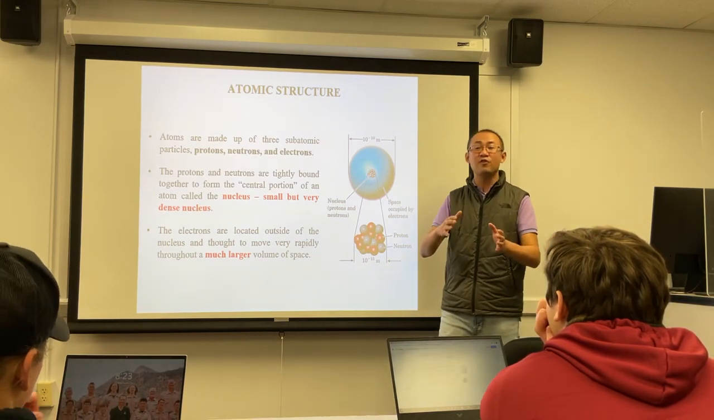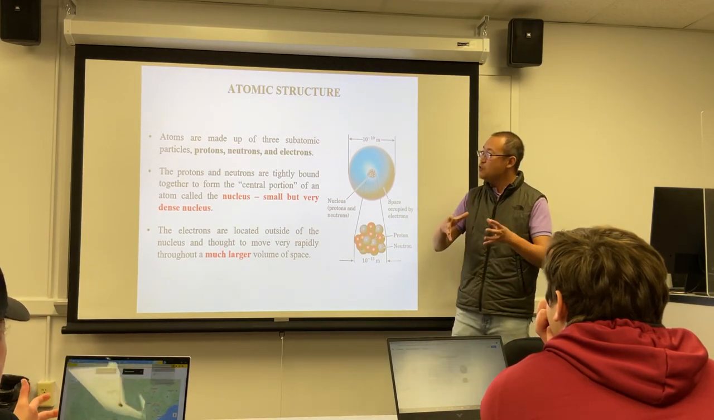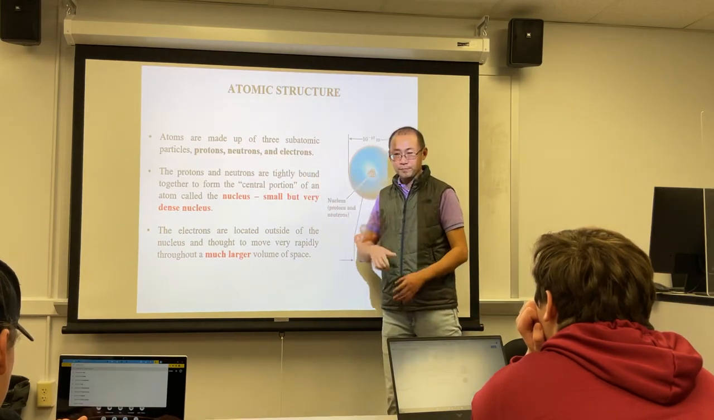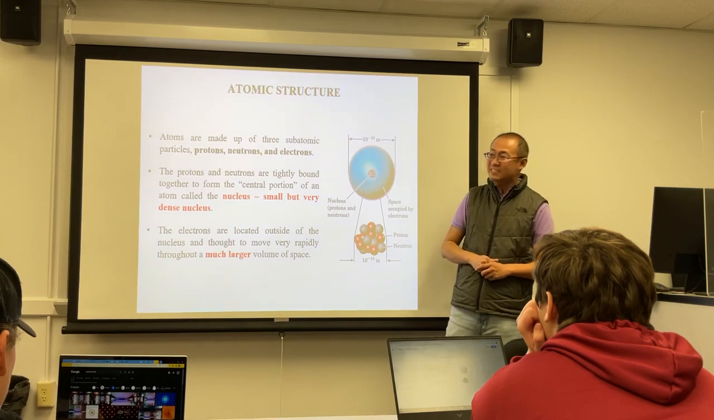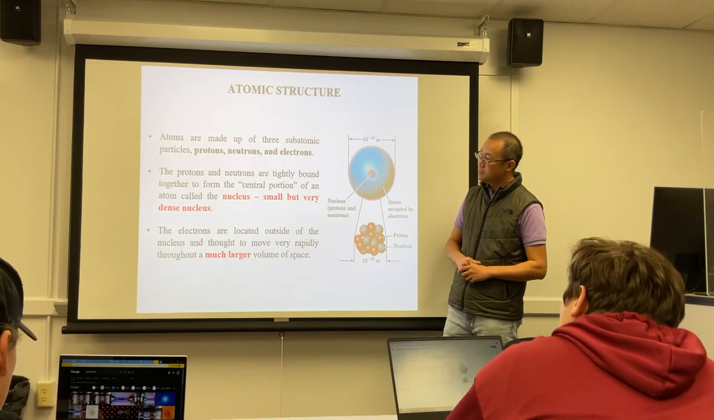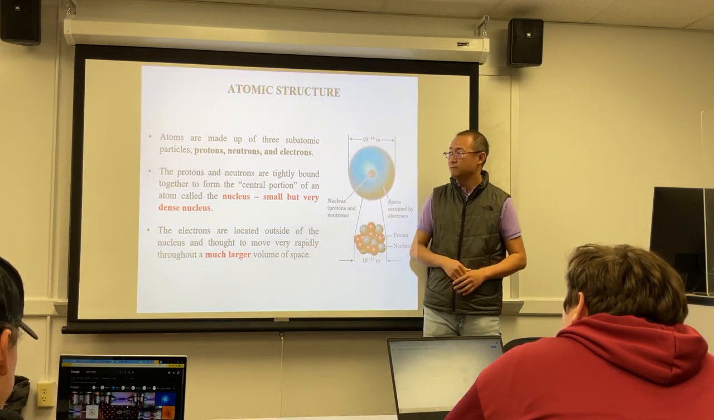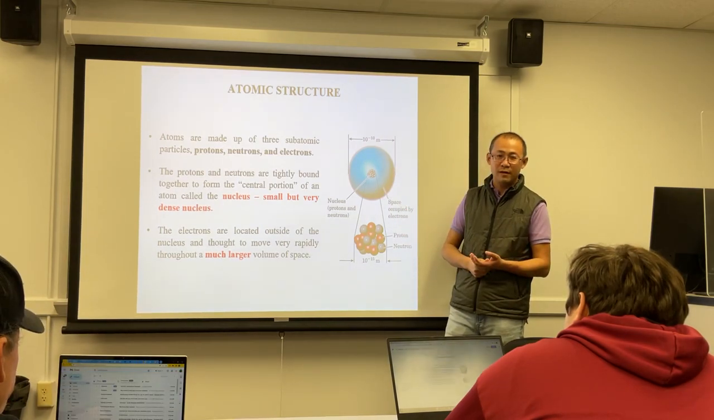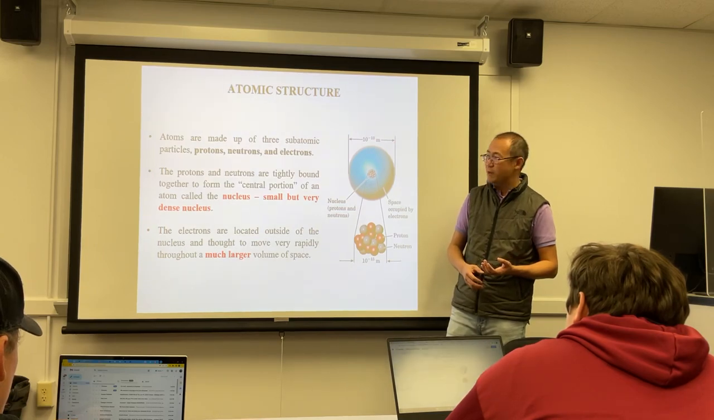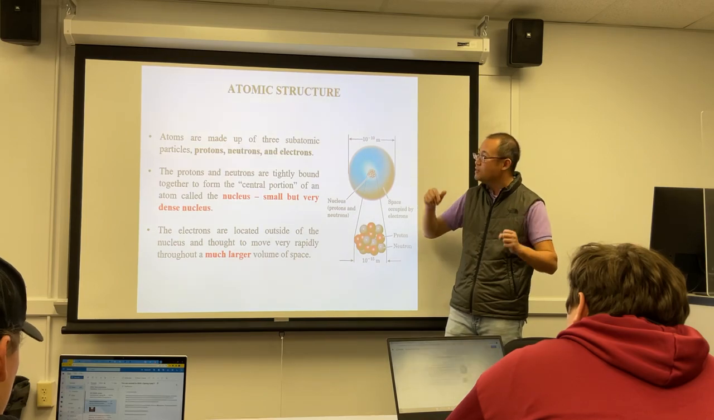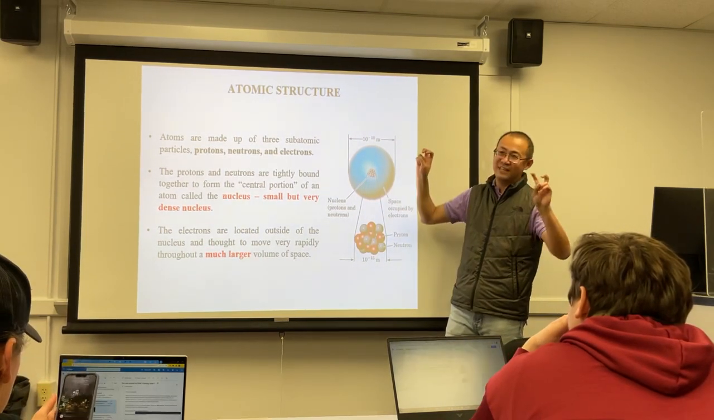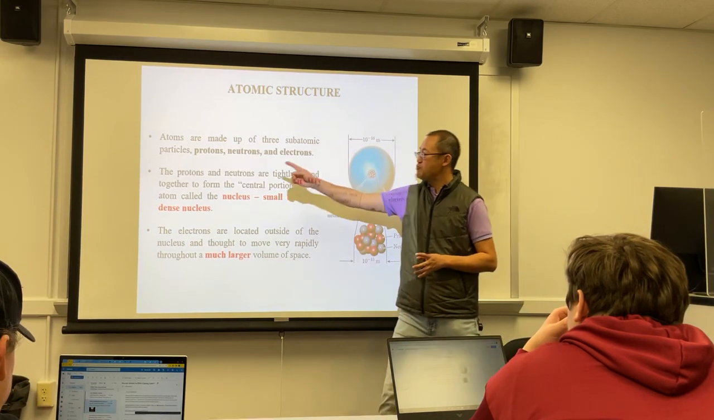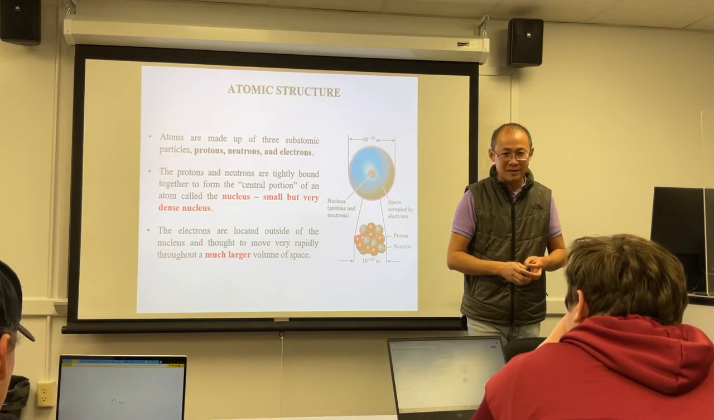But that doesn't mean atoms cannot be further dissected. Atoms do have particles smaller than atoms, meaning these three. Atoms are made of three types of subatomic particles: protons, neutrons, and electrons. This picture shows you the anatomy of atoms. It's not the best, but it's a nice one because it shows where these particles are located.